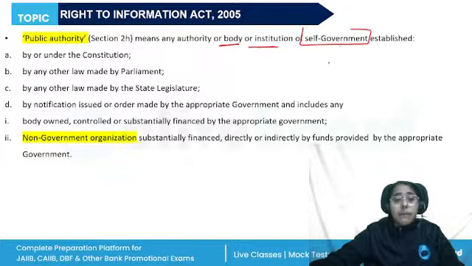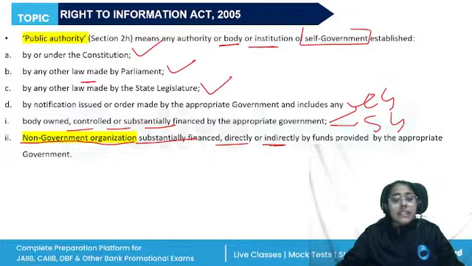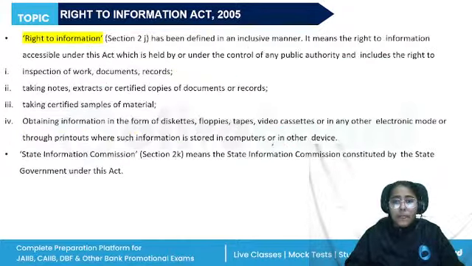It has to be established by or under the constitution. There are many councils which are established under the constitution, or any body made by law of the parliament, made by the state legislature, or issued or made by the appropriate government notification. Again, it can be owned, controlled, or substantially financed by either the central government or the state government. Even NGOs, any non government organization, if it is substantially financed directly or indirectly by the central government or the state government, will also be included under the definition of public authority. And when we are referring to the public authority, here we can seek any information, right?